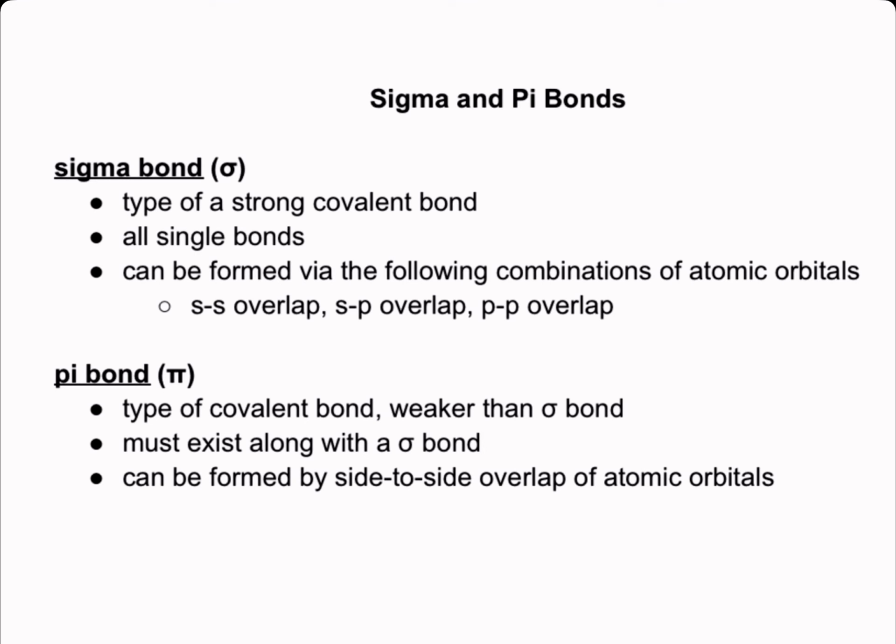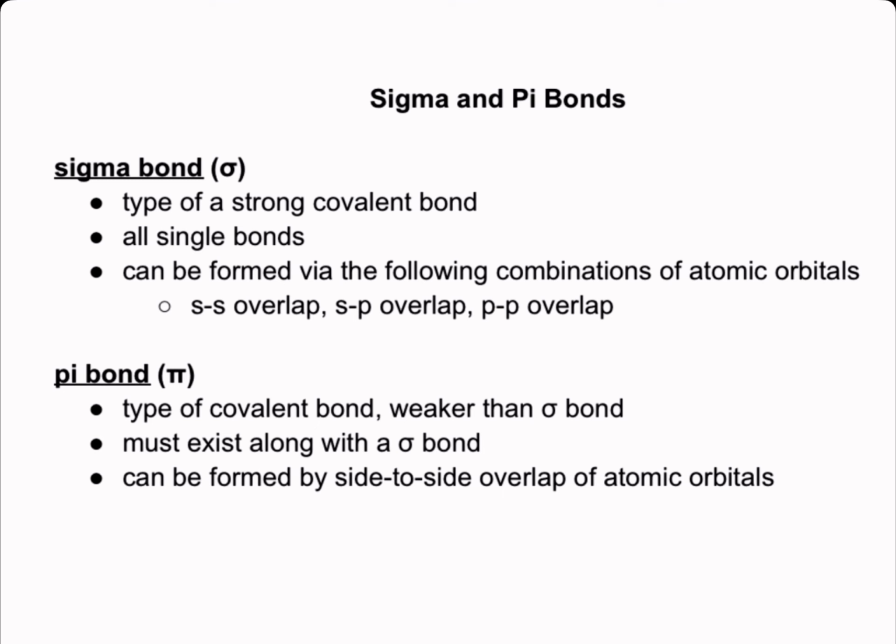A sigma bond is a type of strong covalent bond, and all single bonds are sigma bonds. Sigma bonds are formed by the overlap of atomic orbitals. So they're formed by the s-s overlap, the s-p overlap, and the p-p overlap.